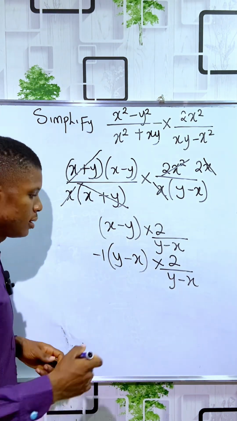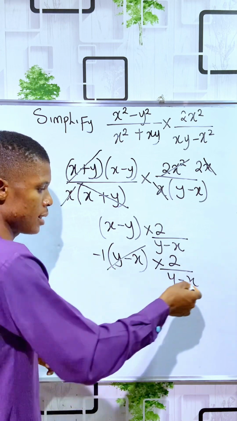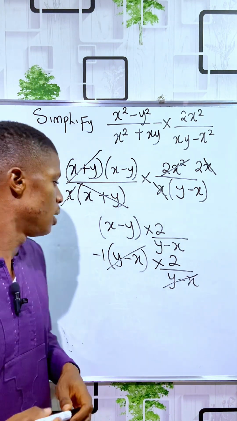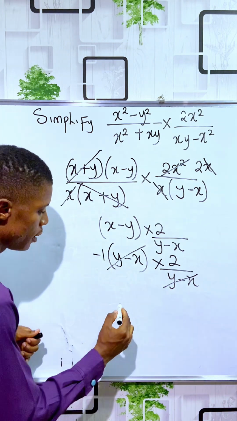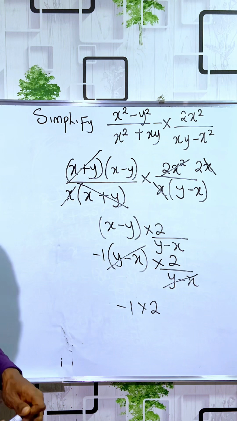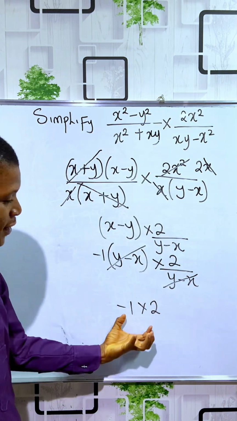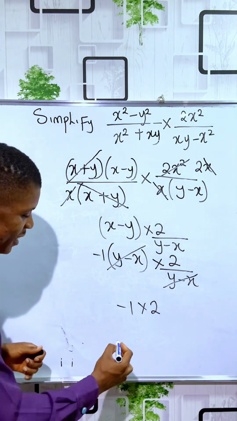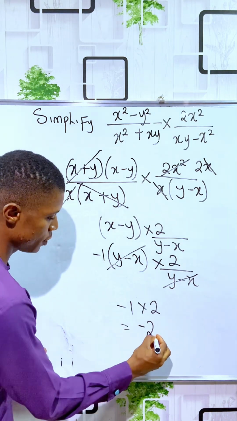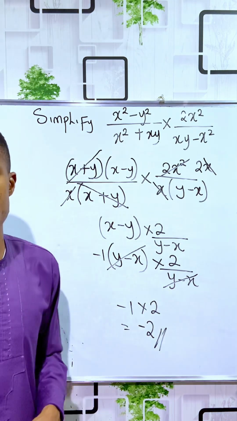Since we've gotten this y minus x, I can as well cancel out y minus x because they are the same thing. I'm left with minus 1 times 2. So this particular algebraic expression I've gotten to this. Surprising. -1 times 2 is -2. So the answer is -2.